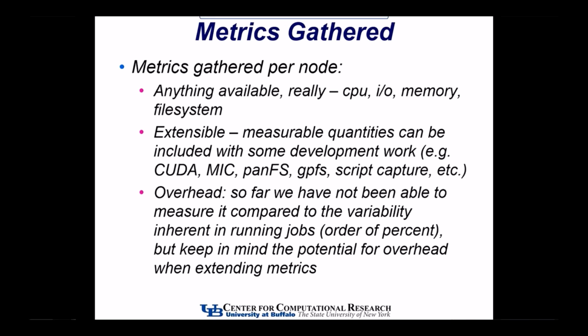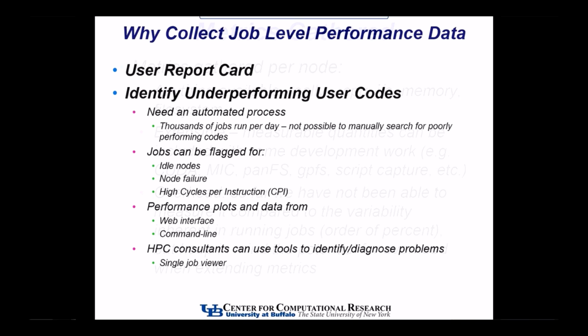And so, as Matt would say, the metrics gathered per node, anything available, is really CPU, I/O, memory, file system. It's extensible. Measurable quantities can be included in some development work: CUDA, MICs, Panasas, GPFS. And the nice thing about it is so far we've not been able to measure the overhead it requires, in terms of what it costs you to run it.